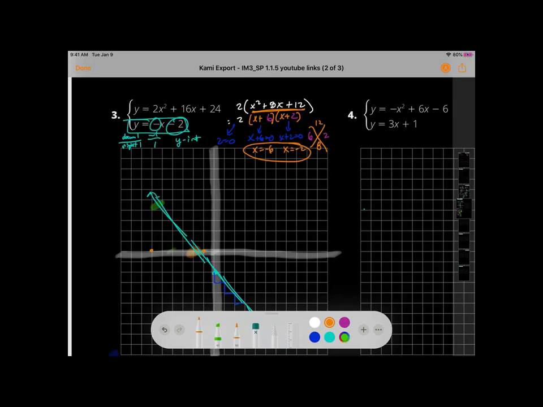And this graph, do we pick a color? Let's do pink. Okay, it has a y-intercept of 24. So something way up here. And it's positive, so the graph's going to go up. So the graph's going to look something like this.